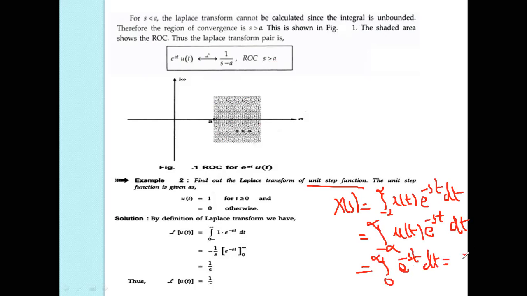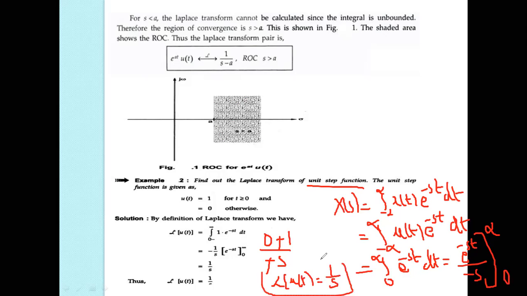That is equal to, applying the integral, e power minus s t by minus s, with upper limit infinity and lower limit 0. By substituting the upper limit, the value is 0. Substituting the lower limit, the value is minus 1 by minus s. So minus and minus get cancelled, and you get 1 by s. So the Laplace transformation of mu of t is equal to 1 by s. Got it, my students?